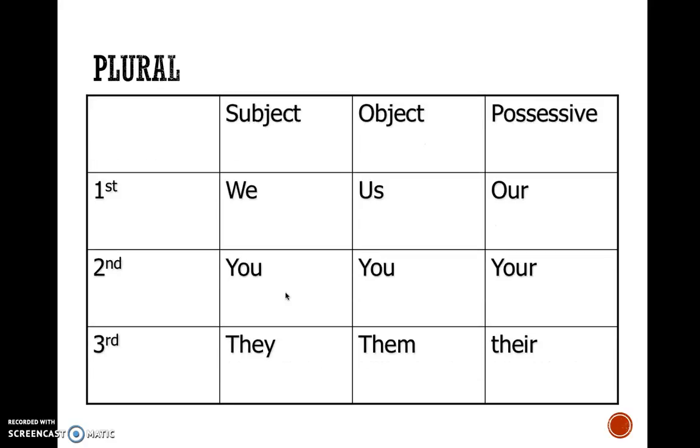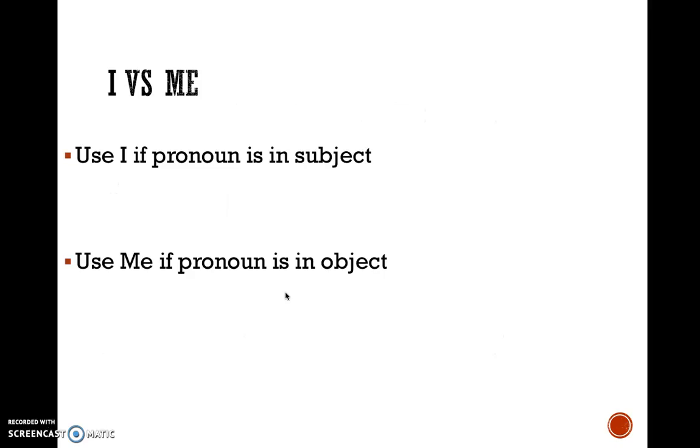In the plural, we have the same thing, subject, object, and possessive. In the first person, it's we. In the object, it's us. In the possessive, it's our. In the second person, subject, it's you. Object is you. Possessive is your. And the third person is they, them for object, their for possessive.